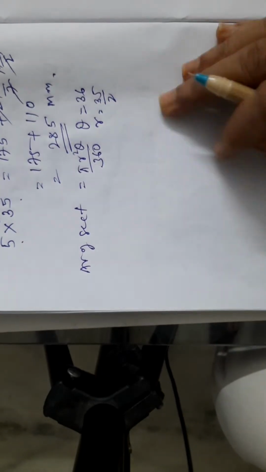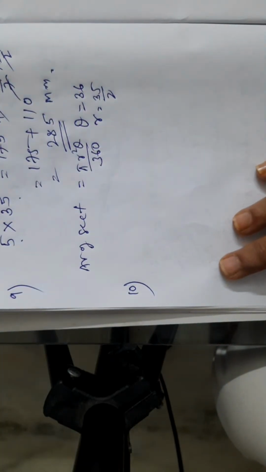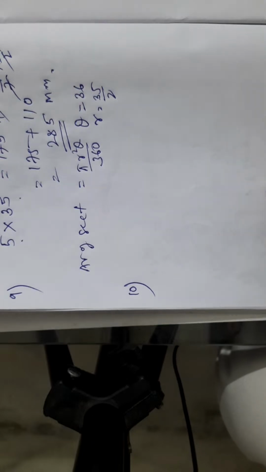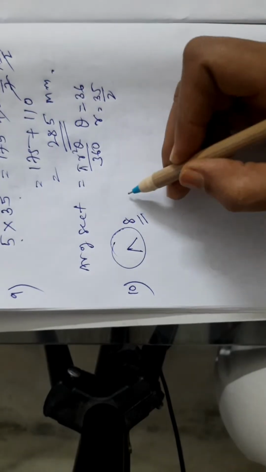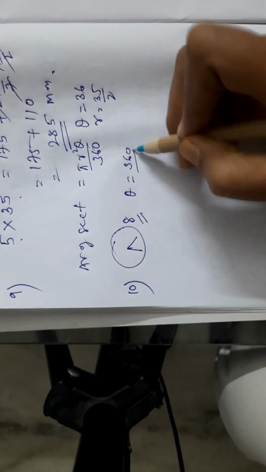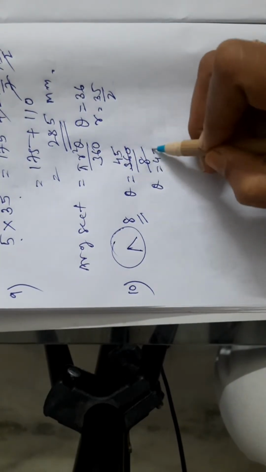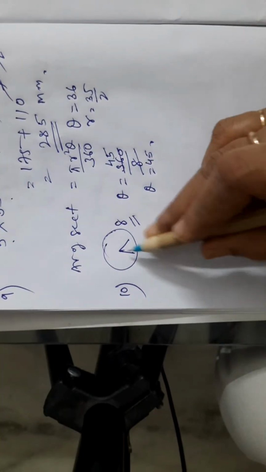Now coming to question number 10. I'm skipping the simple calculation so that we can cover maximum questions. Question number 10 is given: an umbrella has ribs which are equally spread. Assuming the umbrella to be a flat circle of radius 45 centimeter, find the area between the consecutive ribs. So here there are a total of 8 ribs. To get theta, we'll divide 360 by 8. 8 4s are 32, 8 5s are 45. So theta is 45.